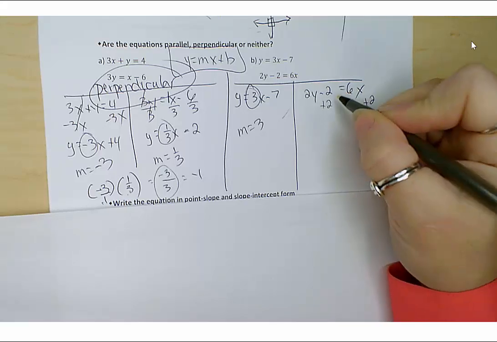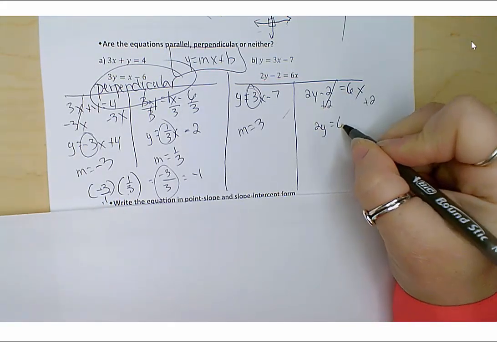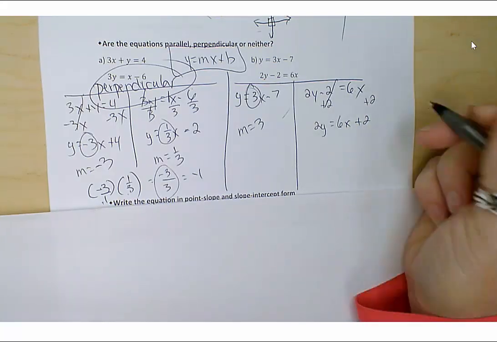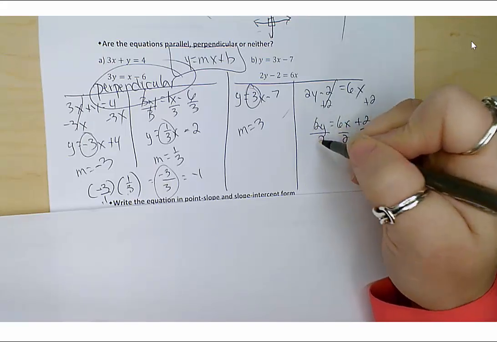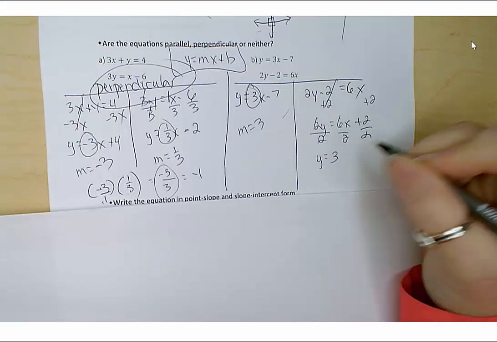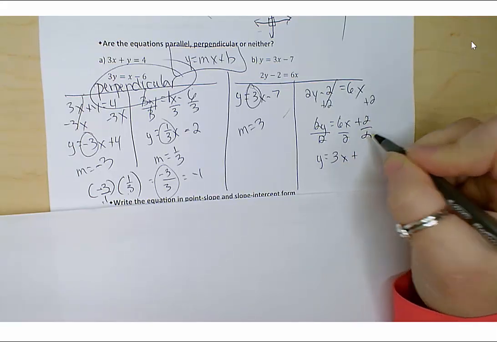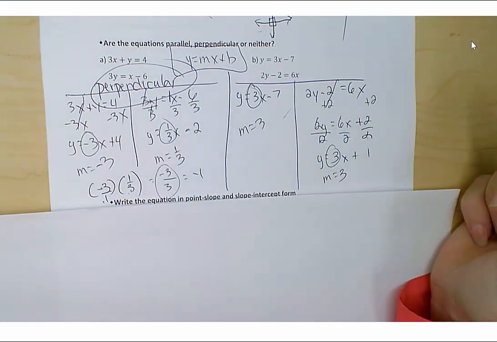Let's add that 2 to the other side, giving us 2y is equal to, well, drop down that 6x plus 2. Divide out this 2 here, and when we do that, 2 over 2 cancels to y, 6 over 2 is a 3x, plus 2 over 2 is a 1. That means the slope of this line is a 3.